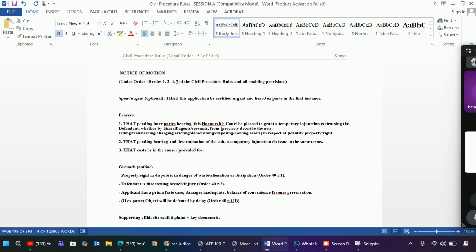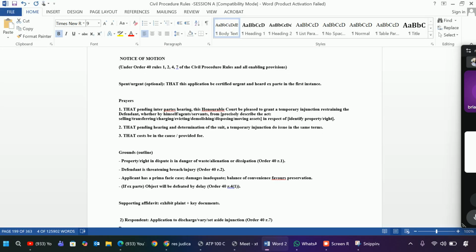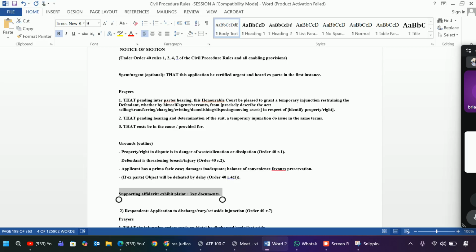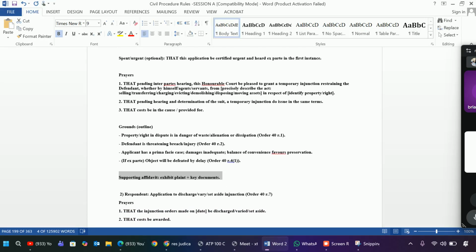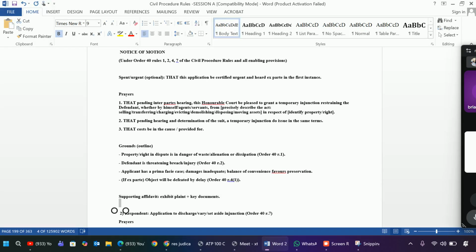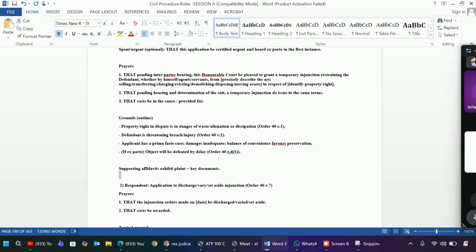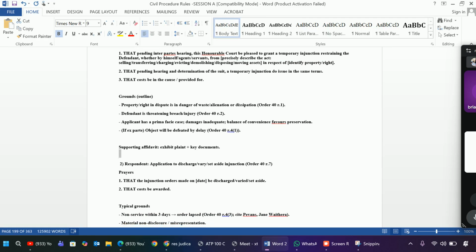That this application be certified urgent and heard ex parte in the first instance. The grounds that you are relying upon, the prayers that you are seeking, is that pending inter partes hearing, this honorable court be pleased to grant a temporary injunction restraining the defendant, whether by himself, agent, or servants, from doing the following in respect of this property. That pending hearing and determination of this suit, a temporary injunction do issue in the same terms.